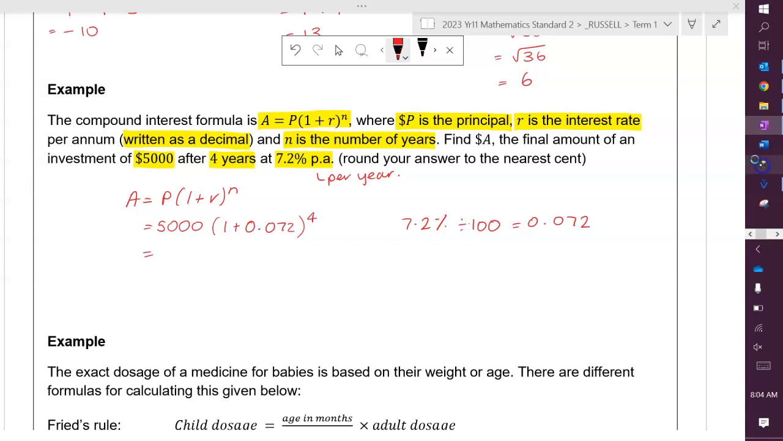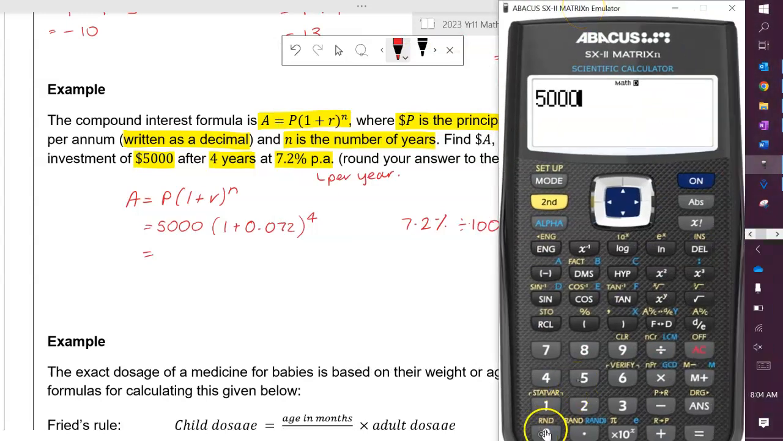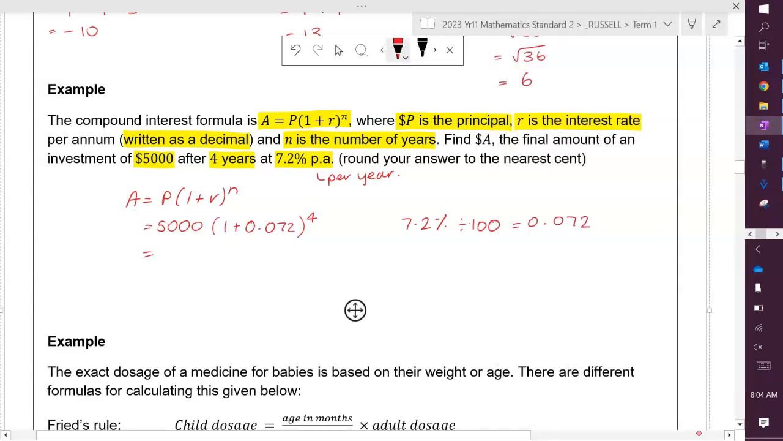Now, all I need to do is put this into my calculator. So 5,000 times, remember between a number and a bracket is times, (1 plus 0.072), close our bracket, to the power, which is this x to the power of y. That means we can put any power we want, and equals. So we get $6,603 and 12 cents, so 0.12. That's to 2 decimal places, which is the same as to the nearest cent.